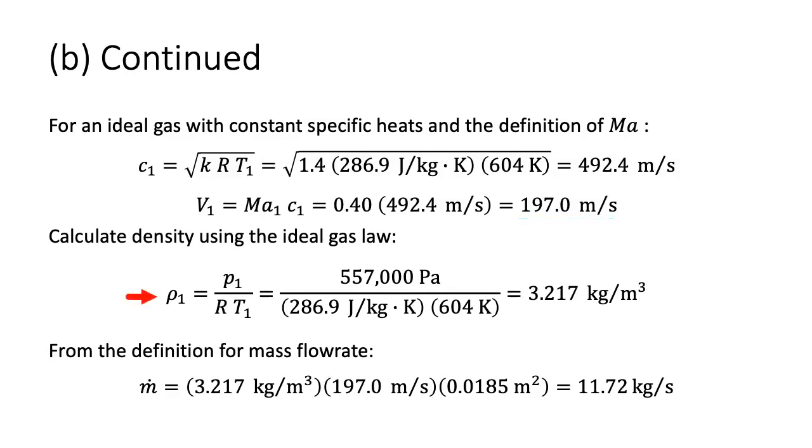Next, using the ideal gas law, we calculate a local density of 3.217 kilograms per cubic meter. Finally, we multiply these values and the cross-sectional area to get a mass flow rate of 11.7 kilograms per second. Again, since the flow is steady, this mass flow rate is the same at every location in the tube.